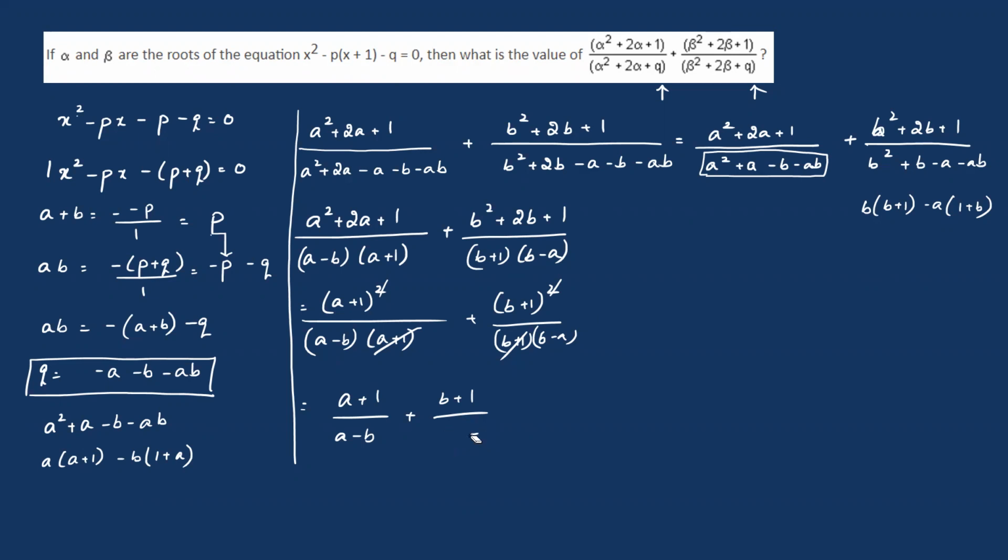So remember this here. I'll keep this in a simplified format here. So this is B minus A. So what is my LCM here? My LCM here would be A minus B into B minus A. So this part would be A plus 1 into B minus A, plus this part would be B plus 1 into A minus B. Let's simplify now.